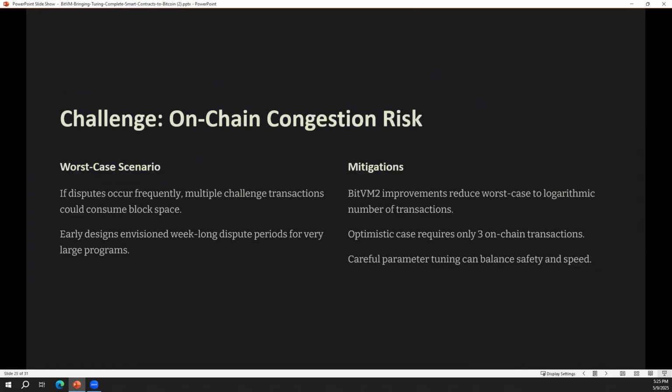So we have another challenge, which is on-chain congestion in the worst case. If disputes occur frequently, multiple challenge transactions could consume block space. Early designs envisioned a week-long dispute period for very large programs. The mitigation for this is that the BitVM2 improvements reduce the worst case to a logarithmic number of transactions. The optimistic case requires only three on-chain transactions, and careful parameter tuning can balance safety and speed.